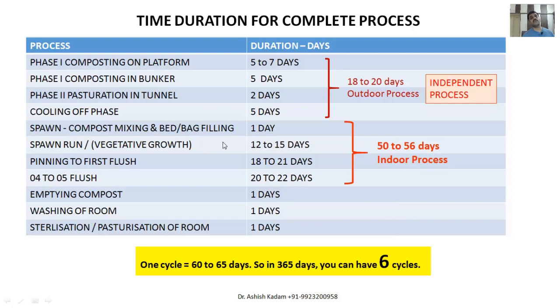After that, for the vegetative growth, that is to get the mycelium, we require around 12 to 15 days. Then pinning to first flush, we require around 18 to 20 days, and then you get the 4 to 5 flushes, which will require around 20 days. So you will require around 50 to 56 days.